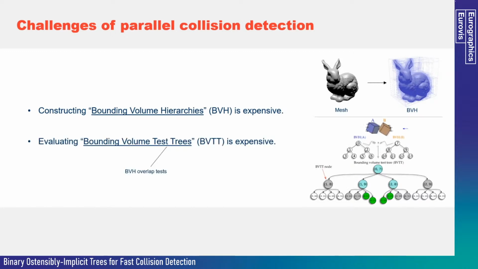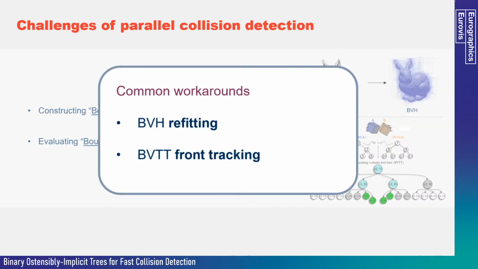Second, the separate but closely related task of evaluating one or more bounding volume hierarchies for overlap is equally, if not more, expensive. This is because workloads from evaluating the bounding volume test tree can scale from tens of thousands to millions of intersection tests. Therefore, a common approach is to build the BVH once and then refit, combined with the notion of front tracking.